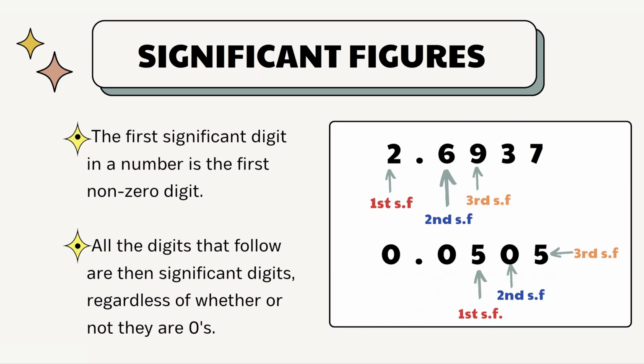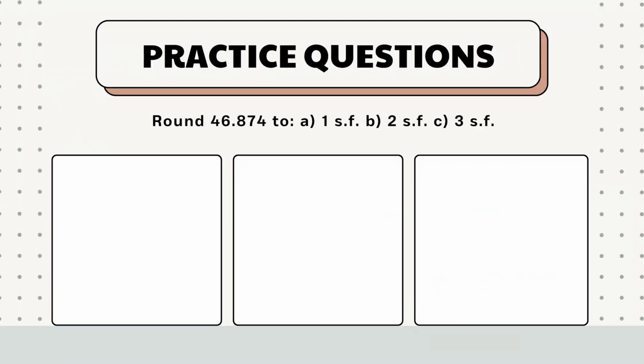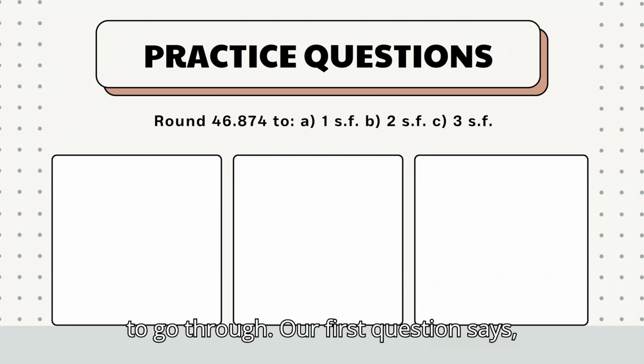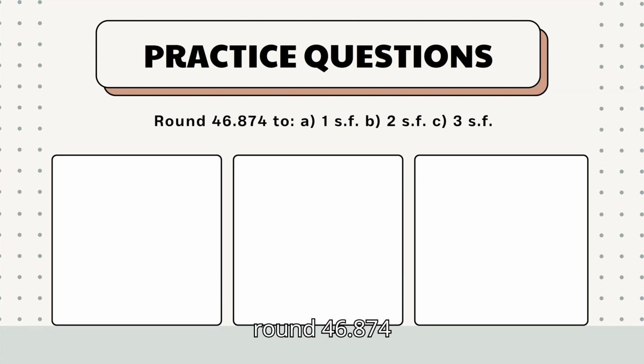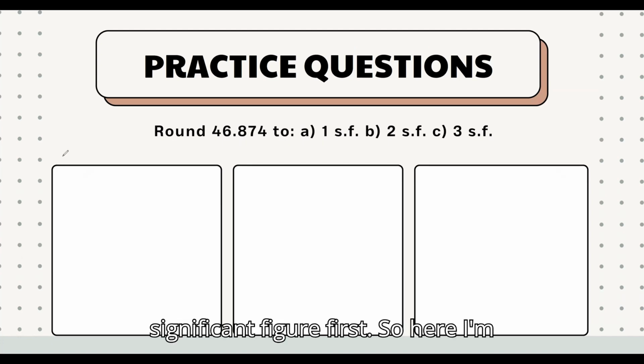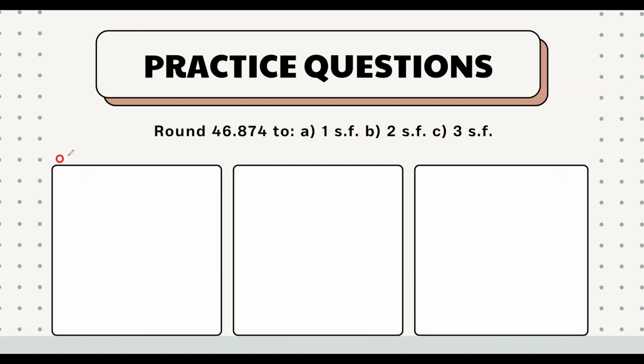Now let's move on. So now we have a few practice questions to go through. Our first question says, round 46.874 to A, 1 significant figure, B, 2 significant figures, and C, 3 significant figures. So let's start rounding 46.874 to 1 significant figure first. So here I'm going to do A.